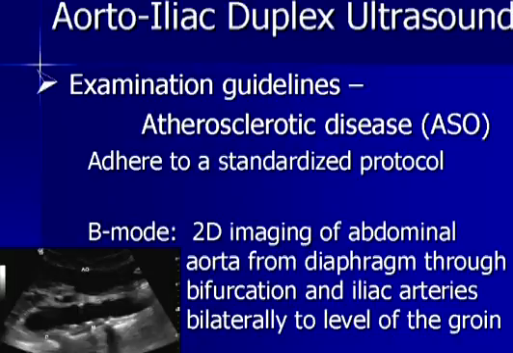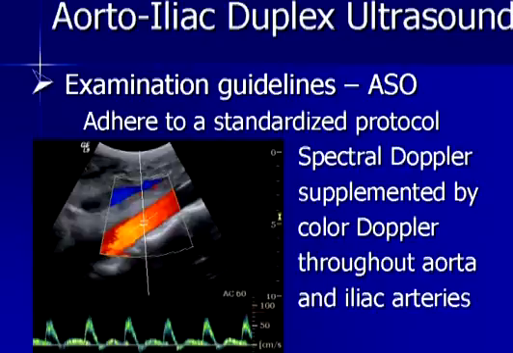In your B-mode image, pay attention to the abdominal aorta from the diaphragm all the way through the bifurcation, through the iliac arteries, all the way down to the level of the groin, the entire abdominal aorta and iliac system. You should adhere to a standardized protocol, at least to begin the examination. You may have to adapt that protocol as circumstances dictate through the course of the examination, but your laboratory should have a starting point of a standardized protocol that everyone can follow.